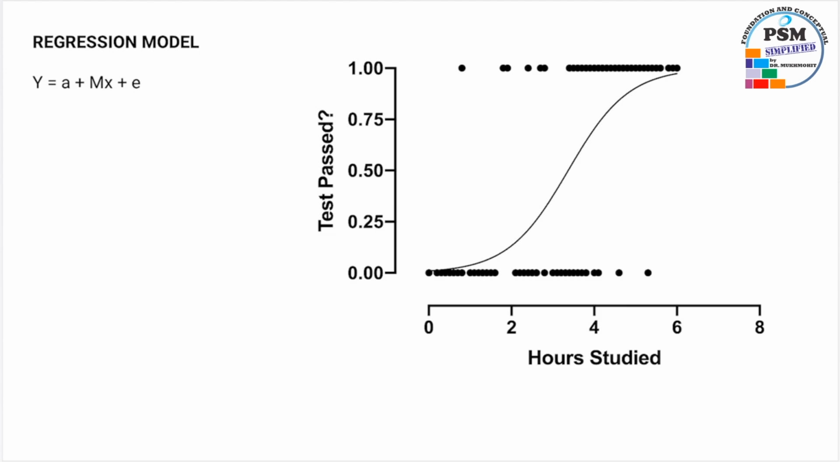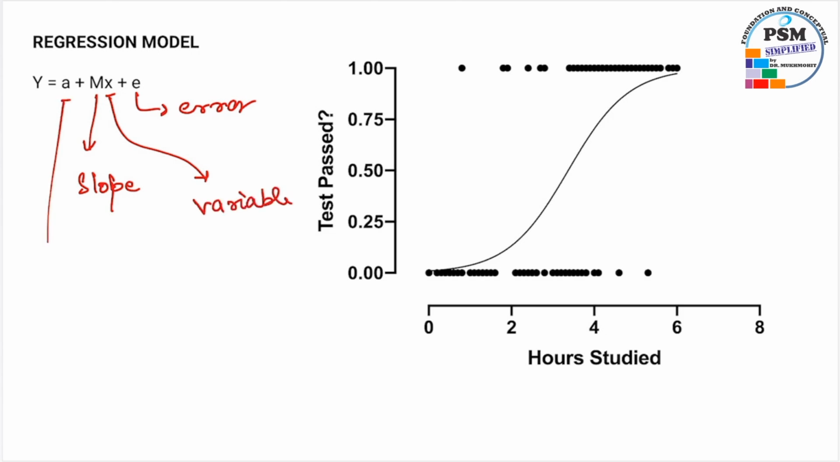Using the correlations, we can also calculate the regressions. Regression is given by y is equal to a plus mx plus e, where e stands for the error. M is the slope of the curve. X is the variable of interest. A is the intercept value, and y is the regression value which you want to find out. Regression is used for predictions.